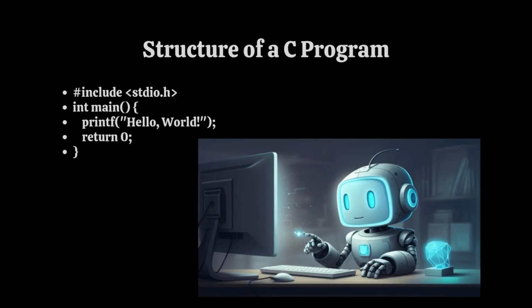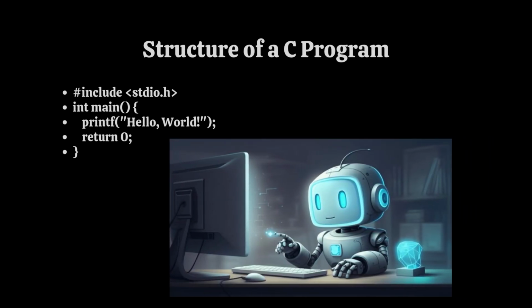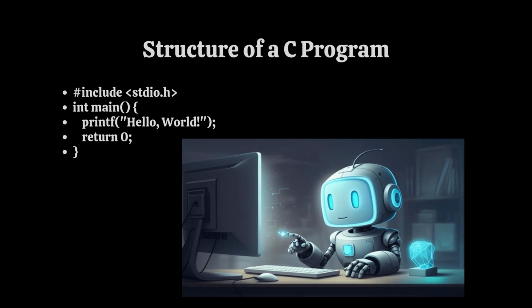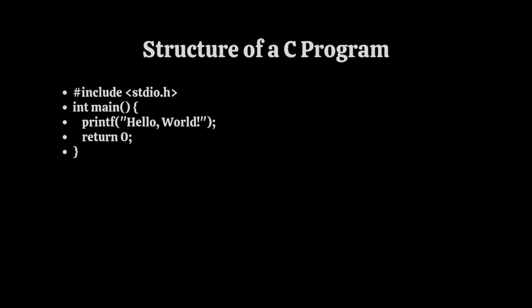Okay, let's go through our very first topic: structure of a C program. Every C program follows this structure. First, we include header files like stdio.h. They contain useful functions. Then we have the main function. This is where execution starts. Finally, the printf statements display output on the screen.